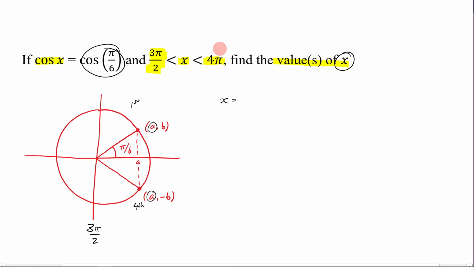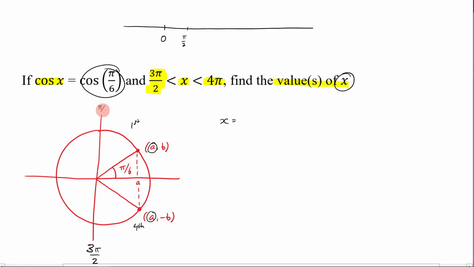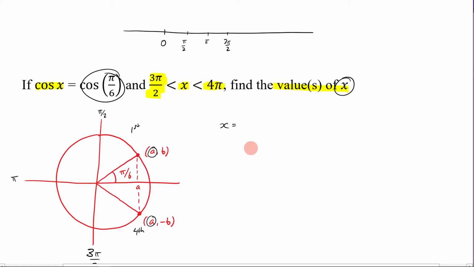Let me slow down a bit. Let me talk about what this looks like on the number line. So if I've got a number line, here's 0. Here's pi on 2, and pi on 2 would be here, right? Here's pi. Pi would be here. Here's 3 pi on 2. 3 pi on 2 is right here. This is where we're starting from. And then we're going all the way to 4 pi. Do you see how pi on 6 would exist here, wouldn't it? Do you see how it's not within my domain? My domain starts at 3 pi on 2 and ends at 4 pi.